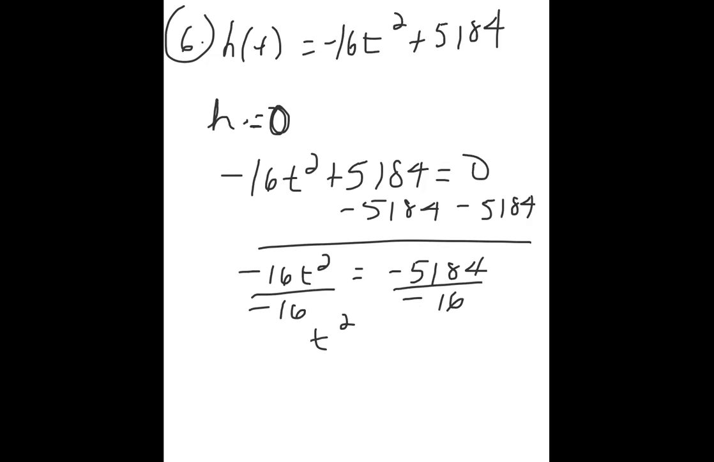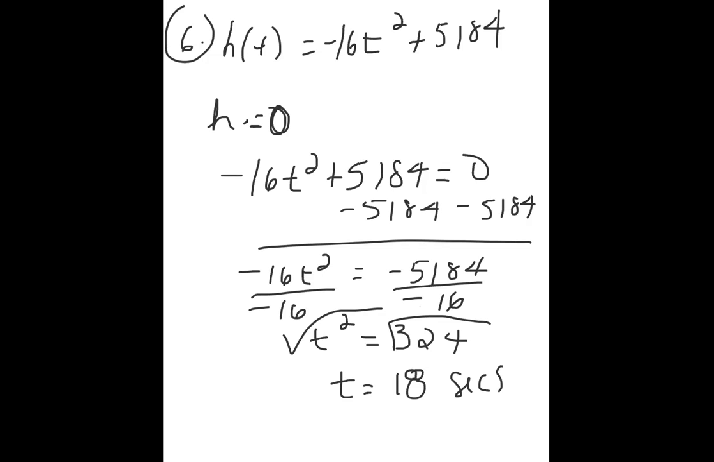Grab your calculator and do your little division here. 5184 divided by 16 leaves me with 324. And then we take the square root of both sides, guys. Remember, this is time. All we care about is the positive value because time is only positive, okay, not negative. So it's going to take 18 seconds for the sunglasses to reach the ground, okay? So be careful with that, guys.